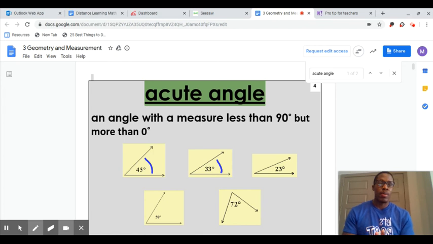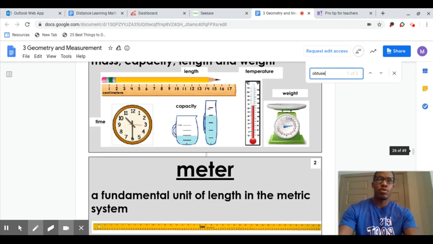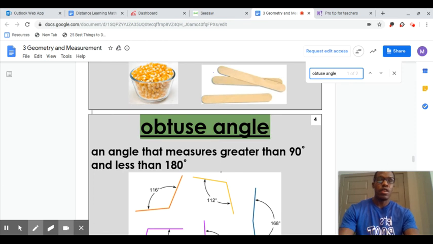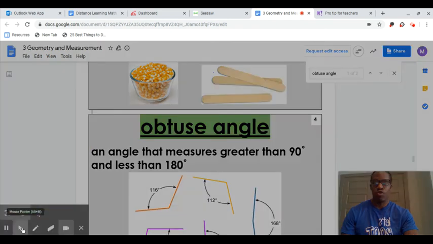Remember how we described it in class. Acute angle, look at that cute little angle. Look how small it is. The next angle we'll explore today is the obtuse angle. So remember, an obtuse angle measures greater than 90 degrees, but less than 180 degrees.